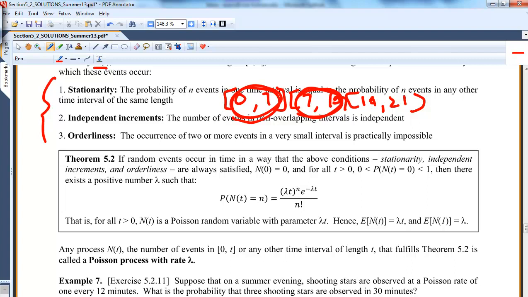So the probability of n events in any interval of the same length should have the same probability. Second, independent increments.